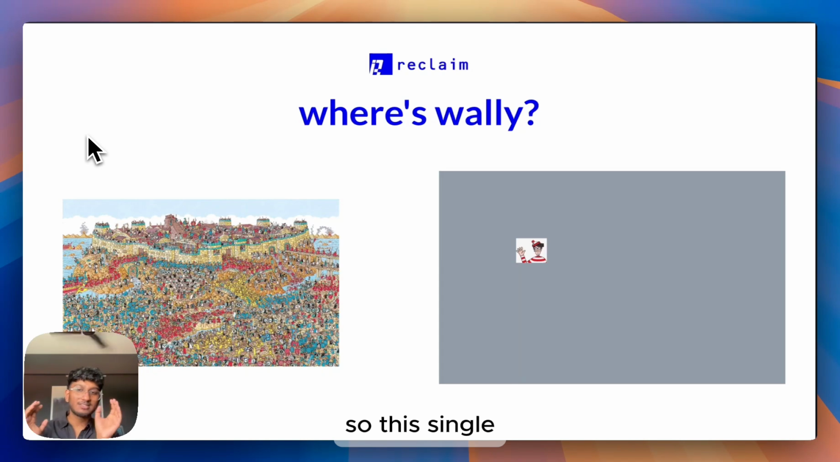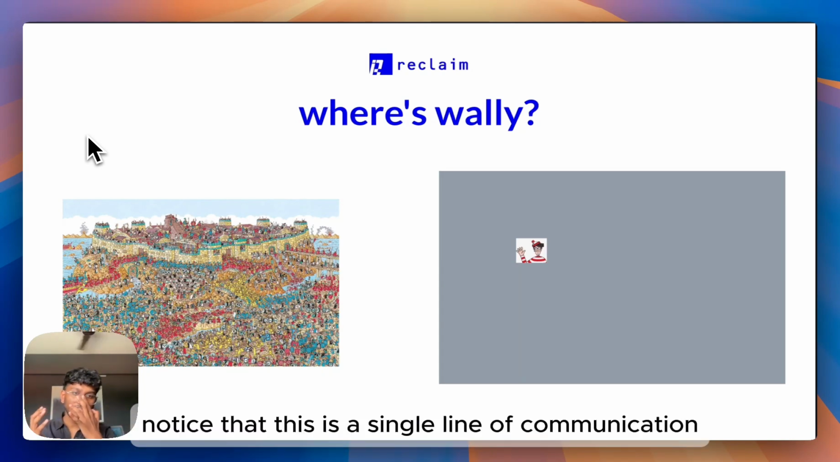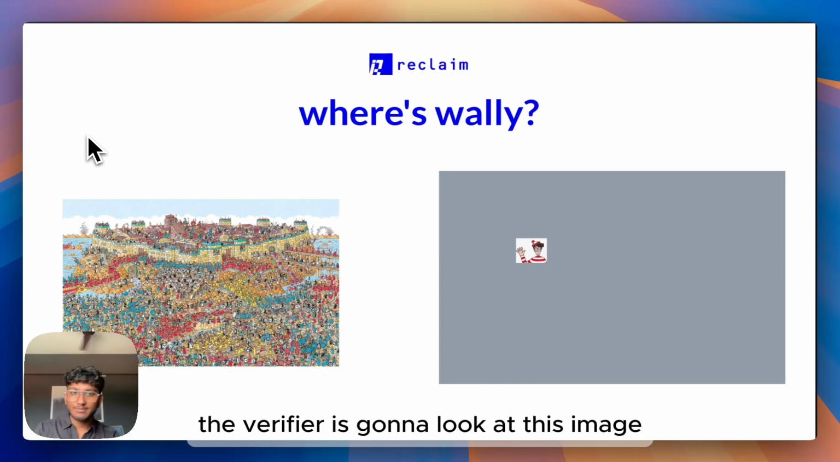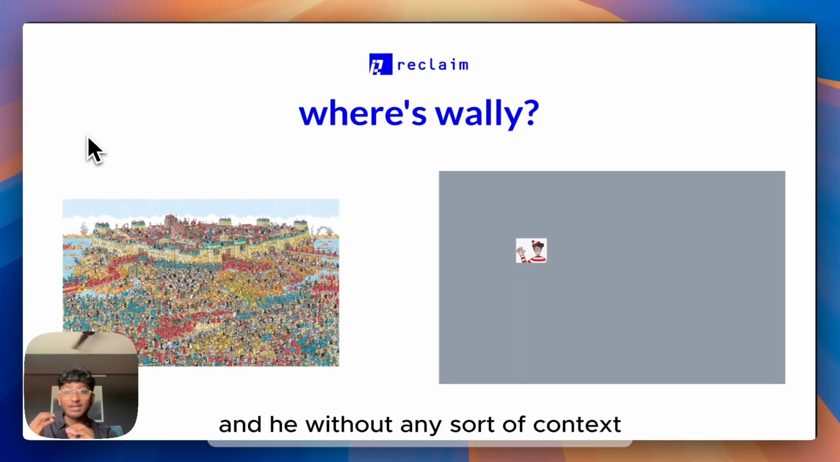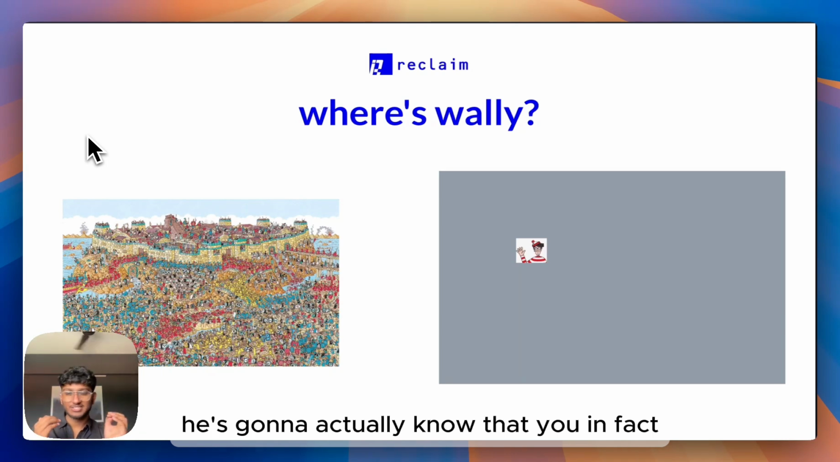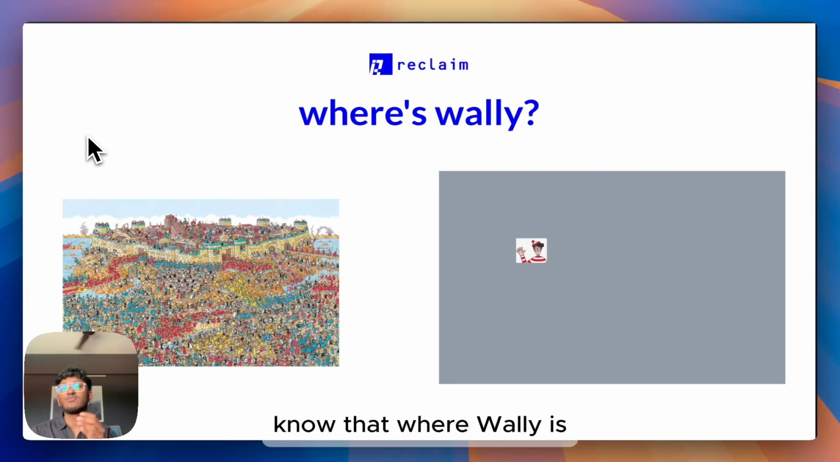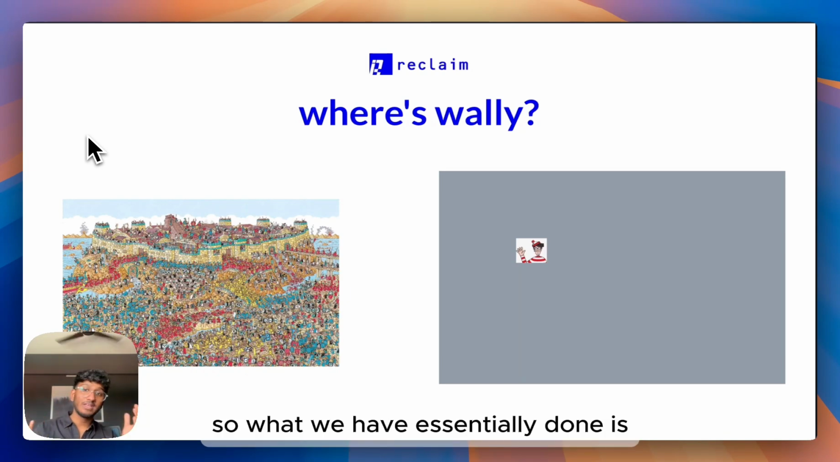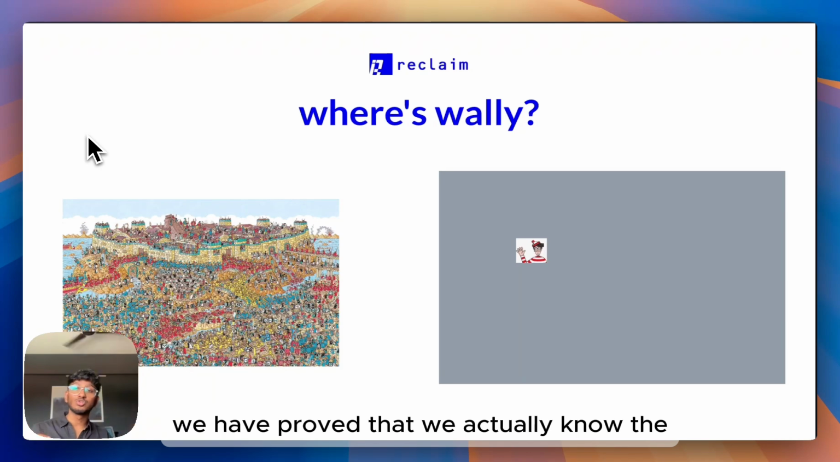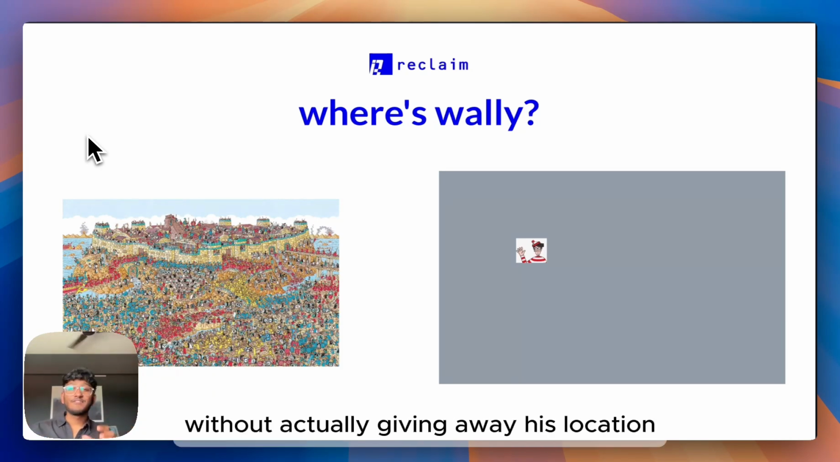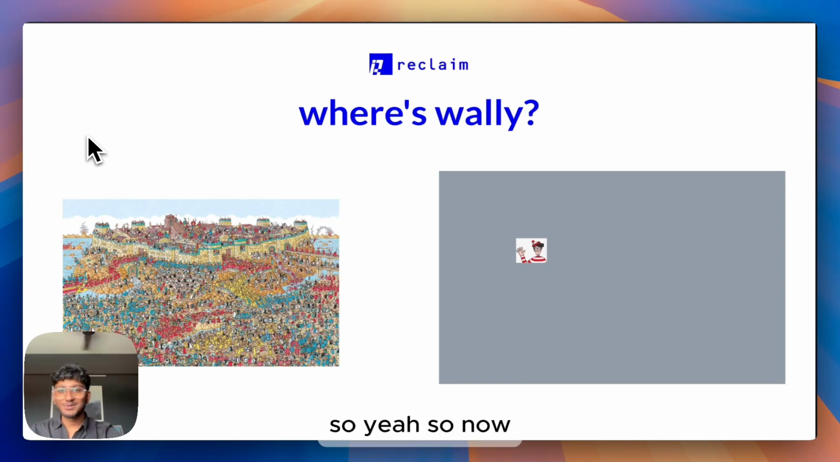So notice that this is a single round of communication. The verifier is going to look at this image. He's going to be like, hey, here is the screenshot from the image. And without any sort of context, he's going to actually know that you, in fact, know where Wall-E is. So what we have essentially done is, through a single round of communication, prove that we actually know the location of Wall-E without actually giving away his location. Pretty cool, right?